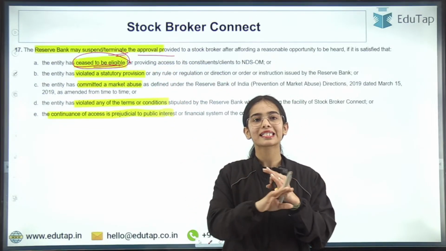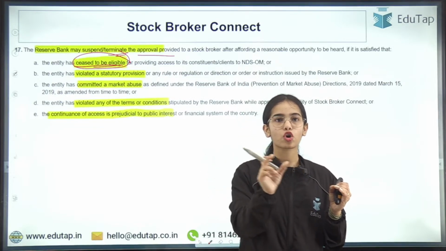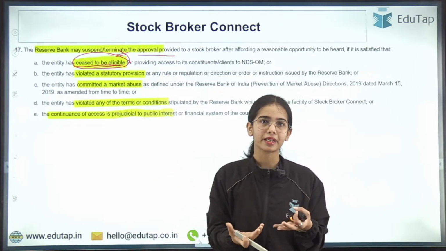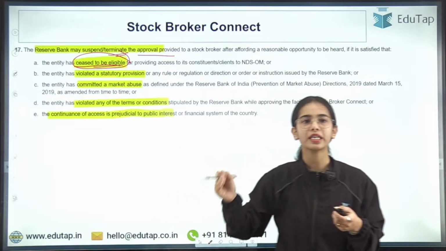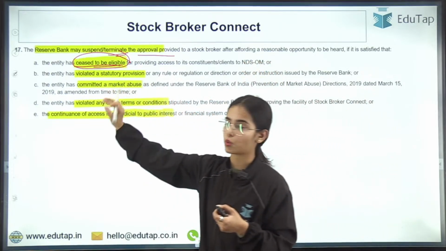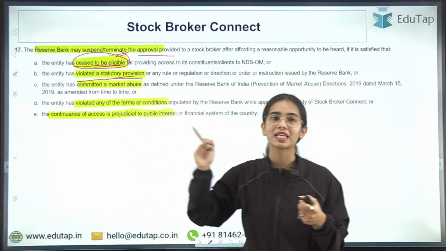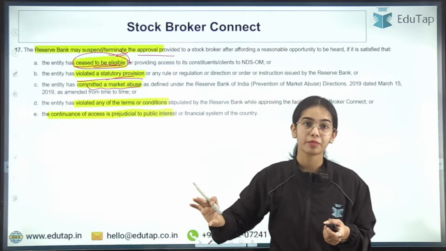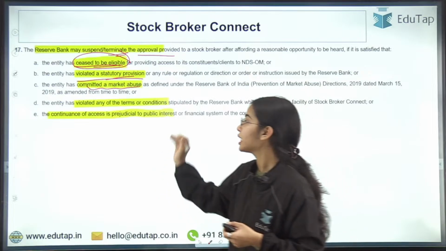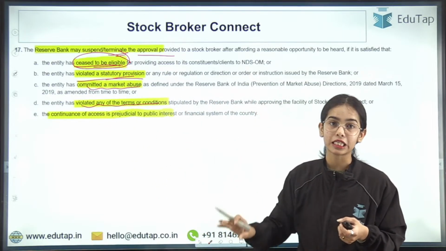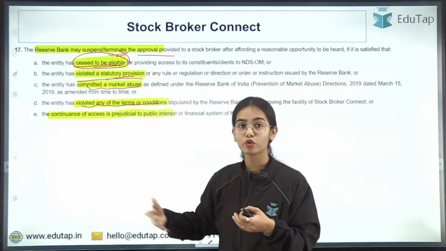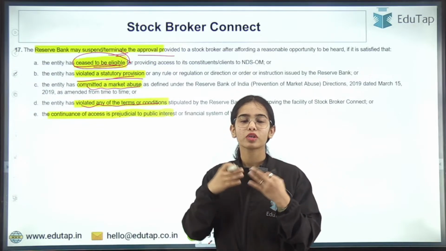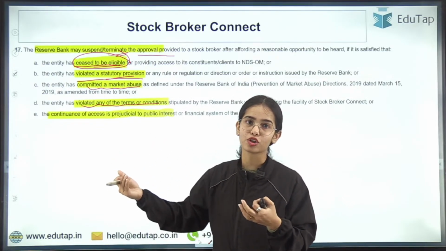Let's say SEBI has cancelled the certificate of registration of a stockbroker. So now this stockbroker is not registered by SEBI anymore, so the eligibility criteria is not being followed. So the RBI will suspend the approval for the NDS-OM. Or if the stockbroker has violated a statutory or legal provision, if the stockbroker has committed a market abuse in the NDS-OM in the government securities market, or if the stockbroker has violated any of the terms and conditions given by the Reserve Bank of India while approving the stockbroker on the NDS-OM platform.